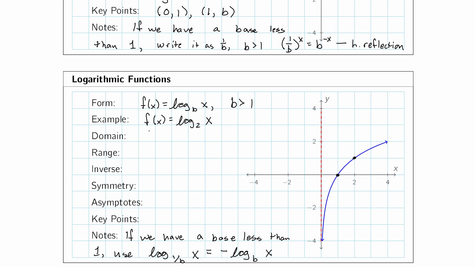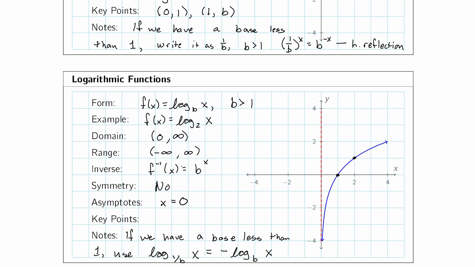The domain of a log function is the same as the range of an exponential. It's 0 to infinity. The range of a log function is the same as the domain of an exponential. That's all real numbers. The inverse of a log function takes us back to an exponential. Like the exponential, the log has no symmetry and one asymptote. Now it's vertical at x equals 0.